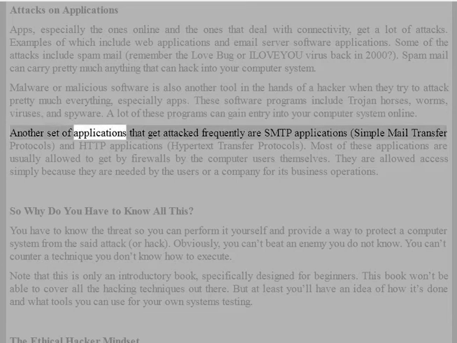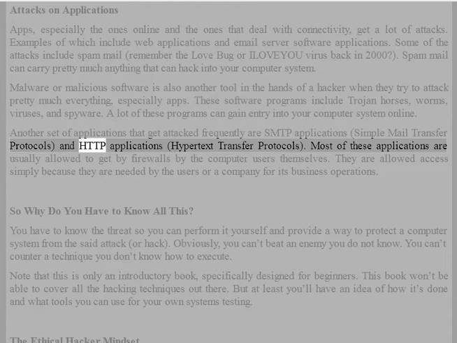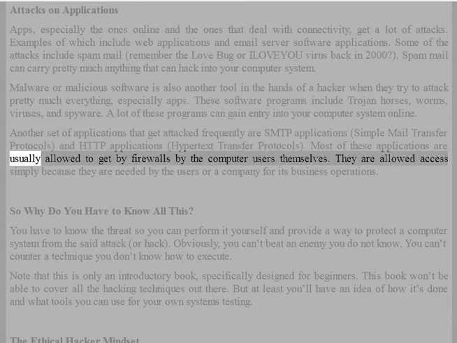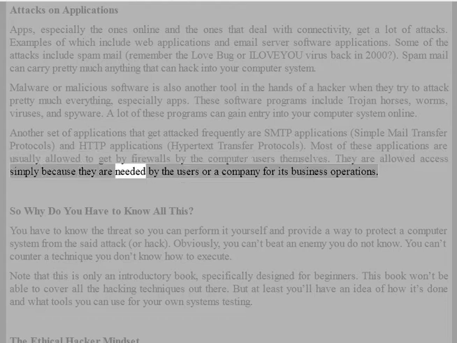Another set of applications that get attacked frequently are SMTP applications, simple mail transfer protocols, and HTTP applications, hypertext transfer protocols. Most of these applications are usually allowed to get by firewalls by the computer users themselves. They are allowed access simply because they are needed by the users or a company for its business operations.